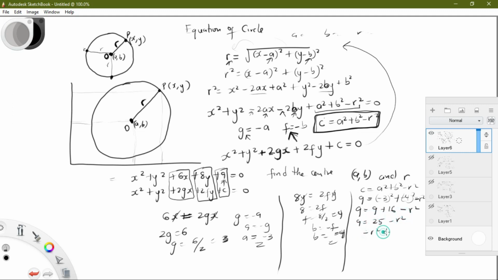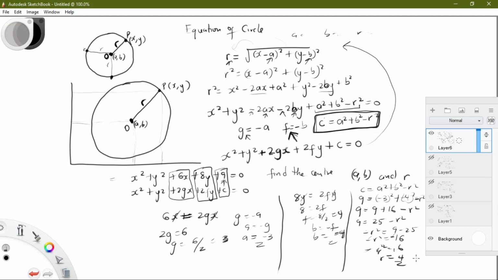So 9, this is 25 minus r squared, then minus r squared equals 9 minus 25. 9 minus 25 is minus 16, right? So minus r squared equals minus 16, the minuses cancel, r squared equals 16, and if r squared equals 16, then r equals 4. We just solved this quickly, and because I'm trying to explain, it took me probably a minute to solve.